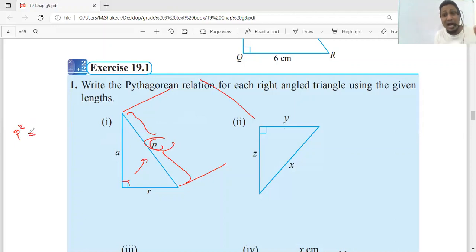It's equal to the other two sides' lengths. One is A, so I should write A squared. We should add. And here we have R, so I should write R squared. So what is the answer? P squared is equal to A squared plus R squared. Finished. That's all. Very easy.